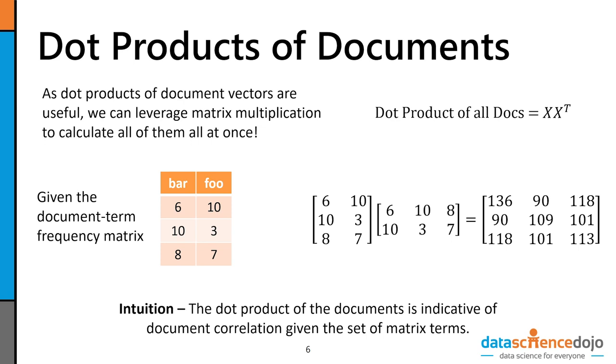Once again, this is super important, so it bears repeating. The dot product of the documents is indicative of the document correlation given the set of the matrix terms. So this is the correlation of all of my documents with each other given this limited set of terms, bar and foo. Now, obviously, if my documents had more terms other than bar and foo, this would change. These mathematics are based on the idea that I've got three documents with only these two terms. As soon as I add more terms, for example bigrams, these numbers are going to change by design. But the core idea is the same. It shows you the relative correlation between documents given the term space. And this is super important because part of what we do to enrich our data frames in text analytics is manipulate the term space using things like bigrams and trigrams.